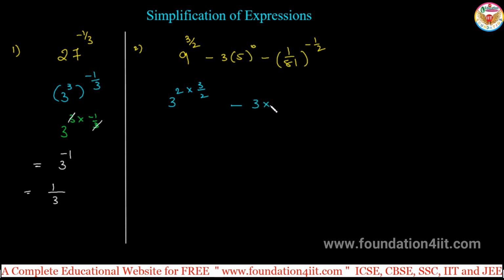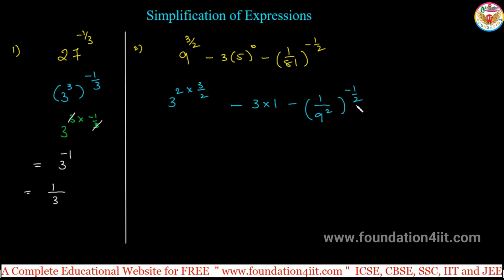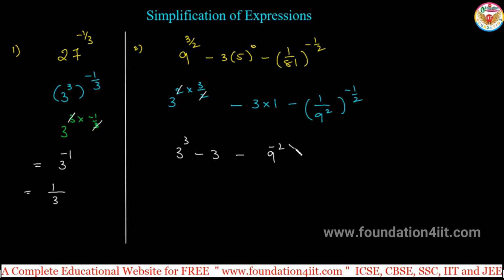5 to the power 0 is 1, by the formula, minus 1 by 81. 81 is 9 square, so 1 by 81 is 1 by 9 square, all to the power minus 1 by 2. Then, which ones are possible to cancel? The 2 gets cancelled. 3 power 3 is this. Minus 3 into 1 is 3. Again minus. 1 by 9 square is 9 to the power minus 2, all to the power minus 1 by 2 again.